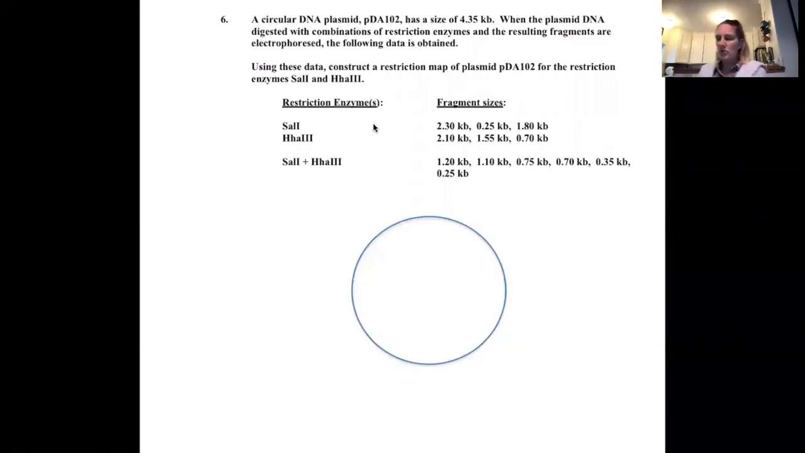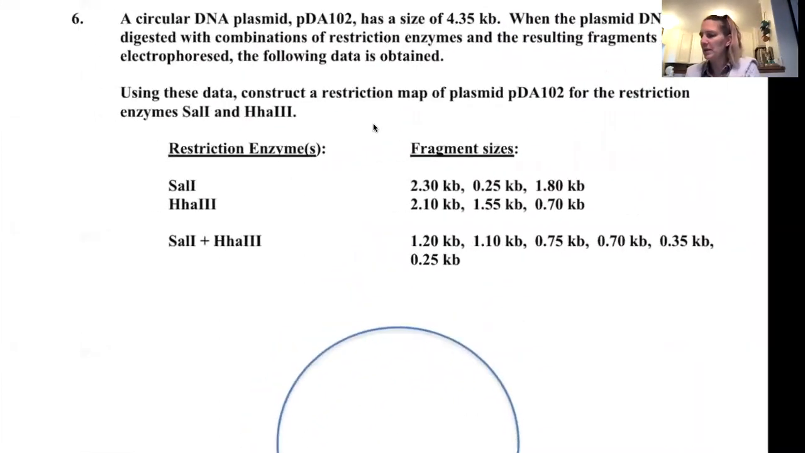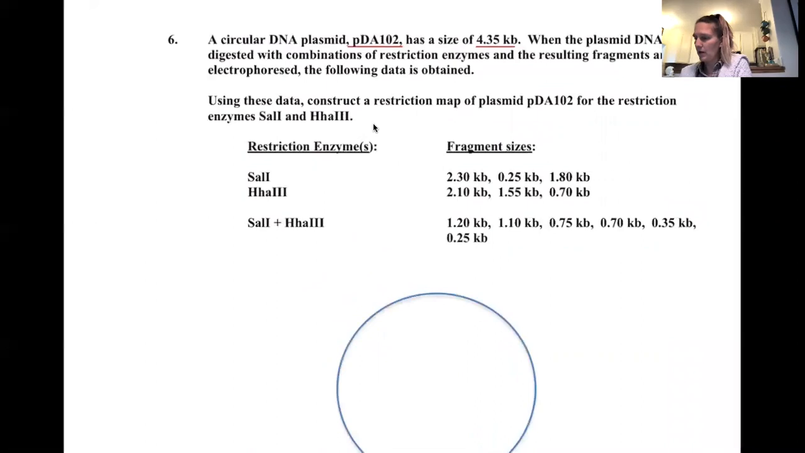Okay, so here's the question. We're dealing with a circular piece of DNA. The plasmid is called PDA-102, and it has a total size of 4.3 kilobases. So I always like to start out my plasmid mapping questions by putting the name of the plasmid on the inside with the total size, 4.35 kilobases.